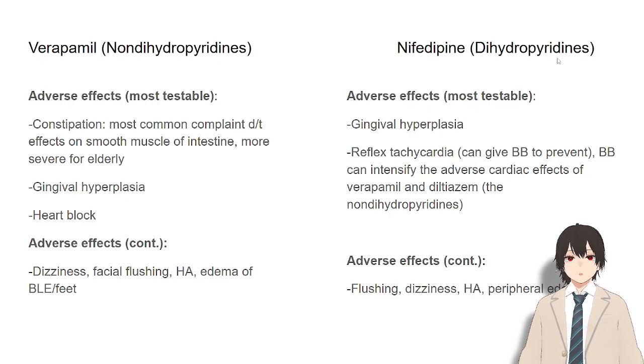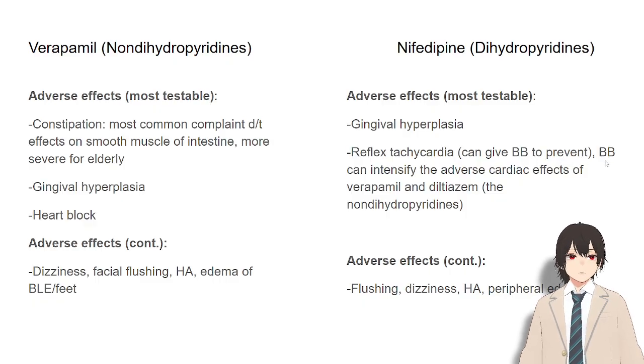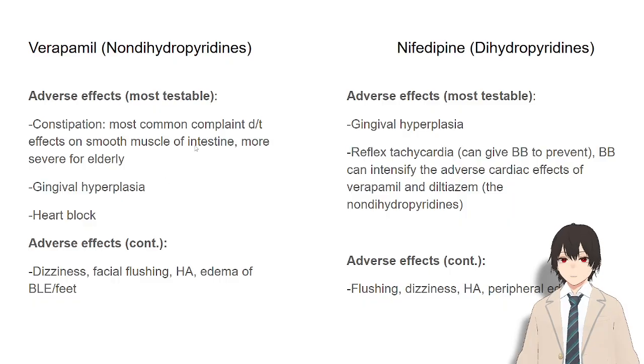Now, the dihydropyridine, the one that does less stuff, the most testable adverse effects were mainly the gingival hyperplasia and the reflex tachycardia. It's important to note for the reflex tachycardia, you can give beta blockers to prevent it, which we kind of should know by now since it's a very popular drug class. If not, we can go into it. But it's important to know that beta blockers can intensify the adverse effects of verapamil and diltiazem, which are the non-dihydropyridines. So this is why beta blockers are usually not really a contraindication, but you need to be sure if you want to give it with a calcium channel blocker.